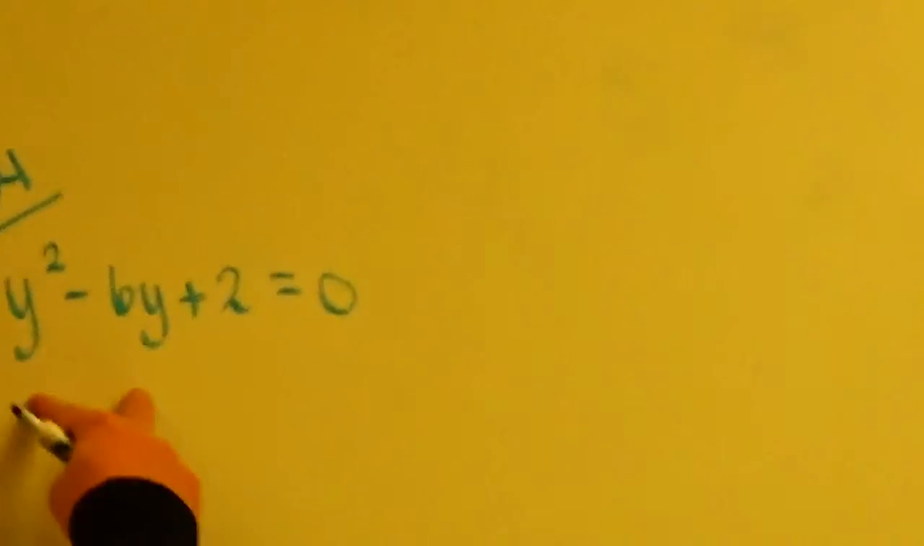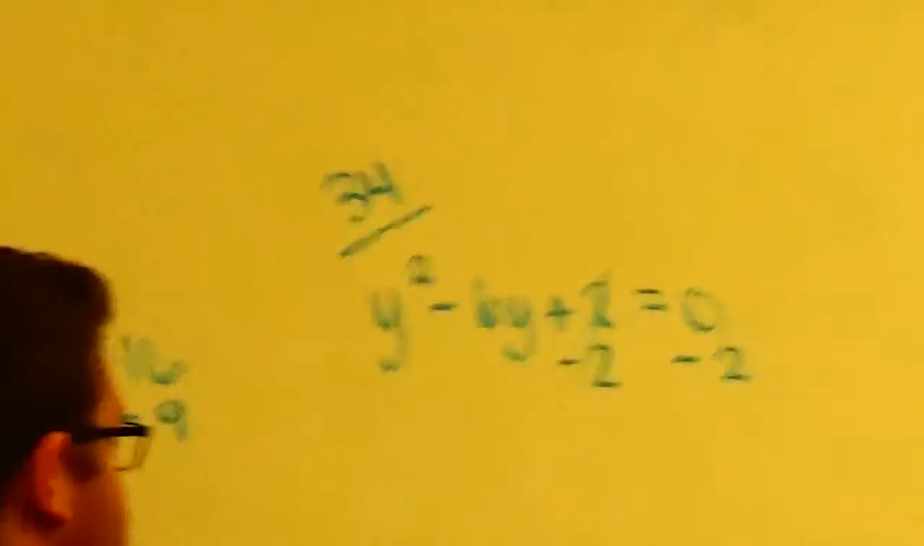All right, we got y squared minus 6y plus 2. All that equals 0. Go ahead, get your variable terms on the left, everything else on the right. So subtract 2. Our variable terms in this case are y. So we have y squared minus 6y equals negative 2. Correct? All right.